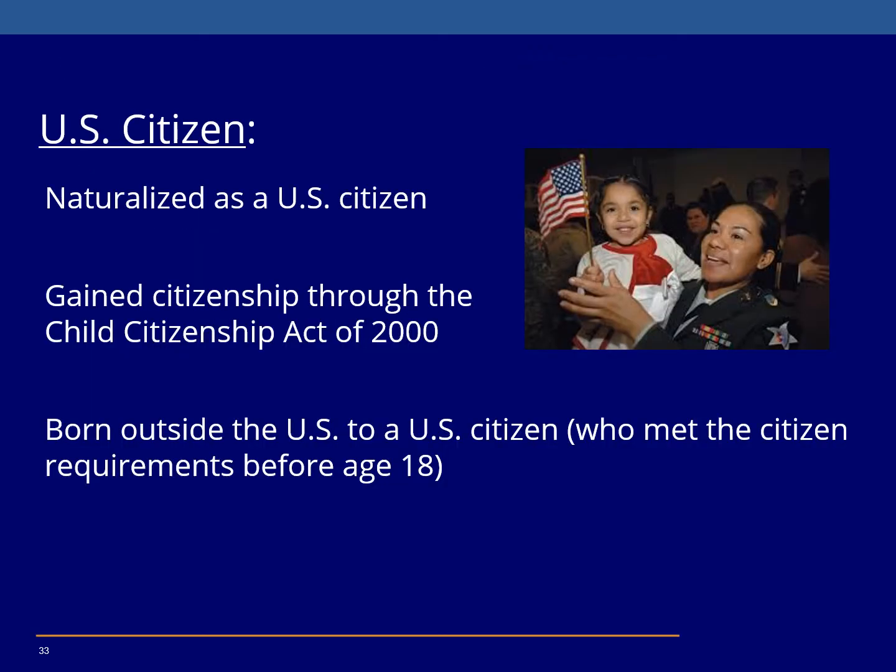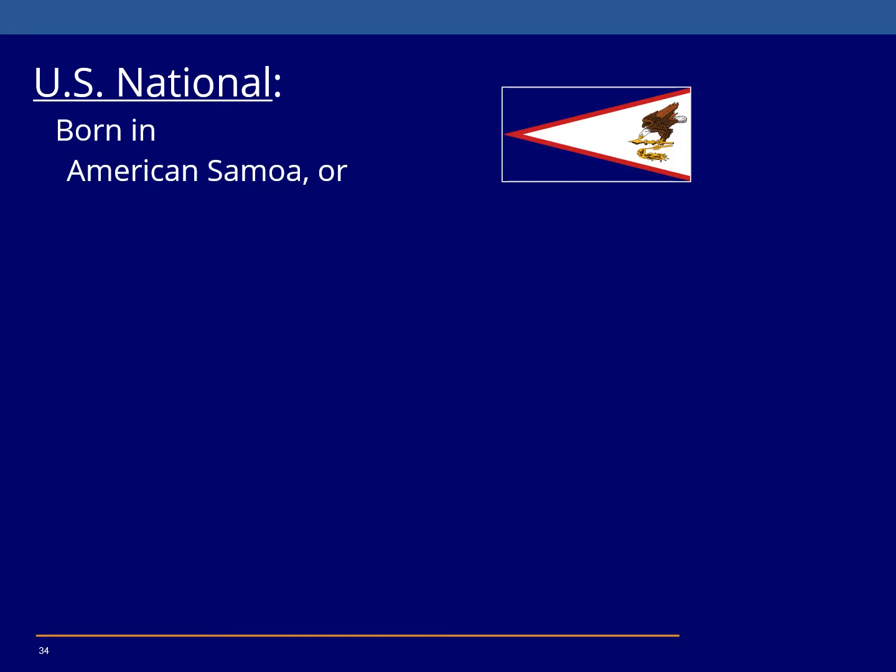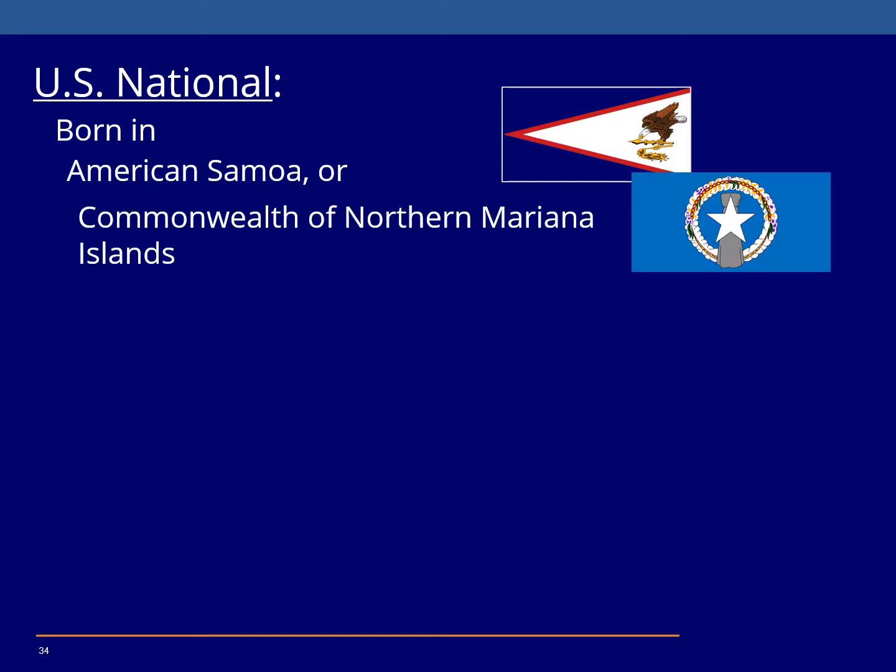A person is also a U.S. citizen if they've been naturalized or gained citizenship through the Child Citizenship Act of 2000, or if they were born outside the U.S. to a U.S. citizen. A person is a U.S. national if they were born in American Samoa or the Commonwealth of Northern Mariana Islands, which are circled in blue.